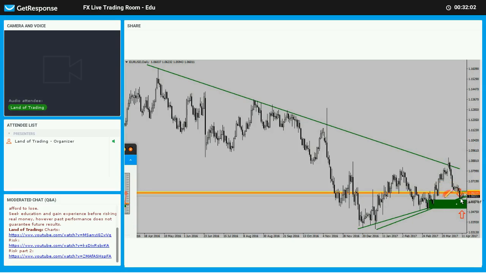So for now, we are trapped, and yeah, I would watch how the market is gonna resolve the problem here. But why we started with euro dollar?